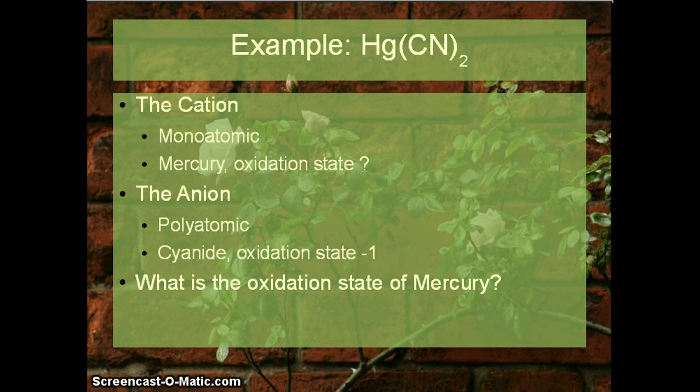Now let's look at Hg(CN)2. The cation is monoatomic mercury. Since mercury is a d-block element, it has more than one possible oxidation state. In order to figure out what the oxidation state is, we need to examine the anion.